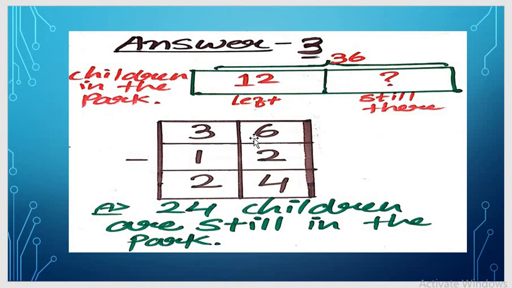So 36 minus 12. So 6 minus 2 is equal to how many, all students? 4. 6 minus 2 is equal to 4 and 3 minus 1 is equal to 2. Got my point, all students? Answer is what? 24 children are still in the park. Okay, 36 children were in the park, 12 children left. So in total 24 children are still in the park. Understood? This is your question number 3.